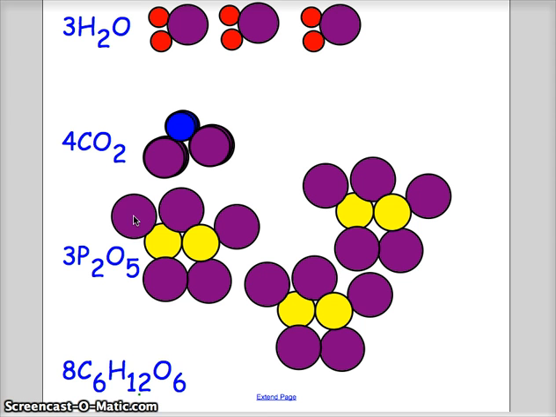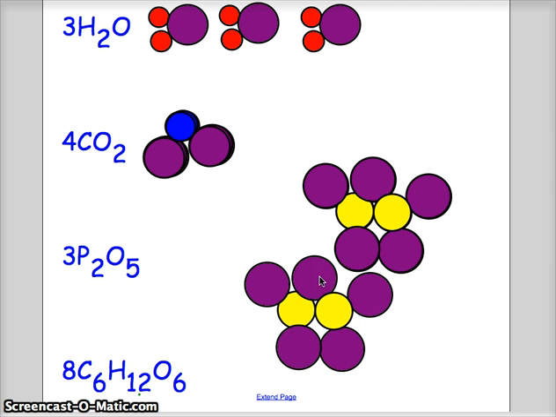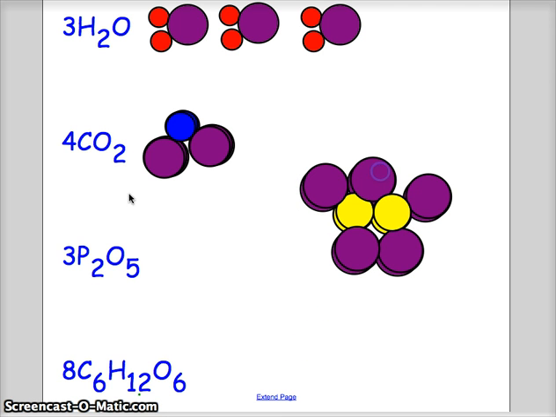The purple are oxygen still. 1, 2, 3, 4, 5, 6, 7, 8, 9, 10, 11, 12, 13, 14, 15. I have 15 oxygen and 6 phosphorus. That means I have a total of 21 atoms that are needed to make 3 molecules of diphosphorus pentoxide. To show you the math: 3 times 2 is 6, and 3 times 5 is 15. 6 plus 15 is 21, and that's how I got that.